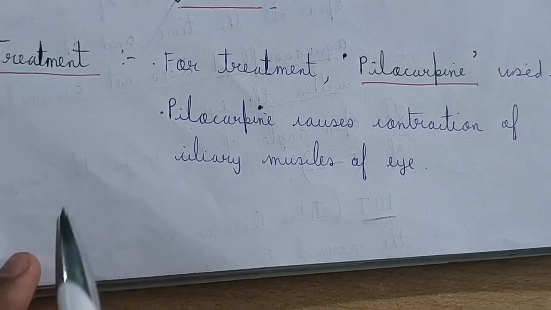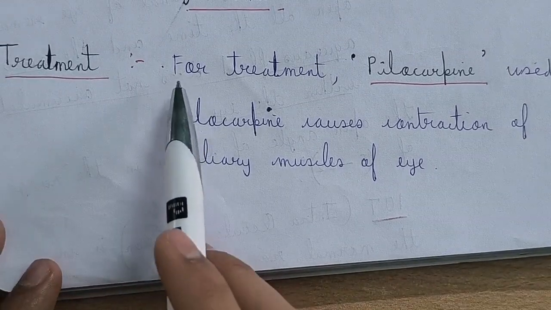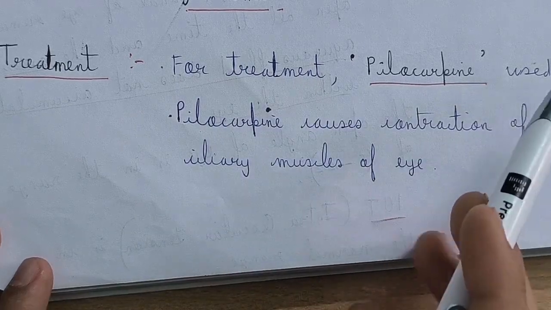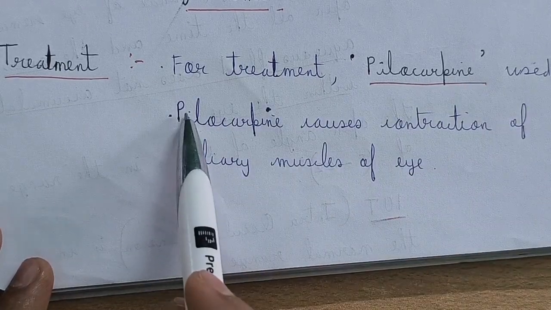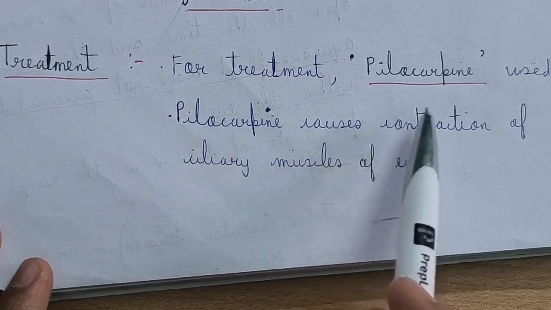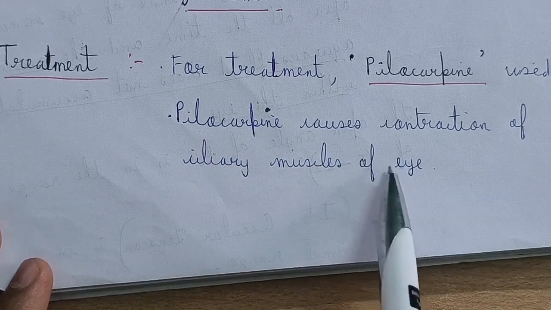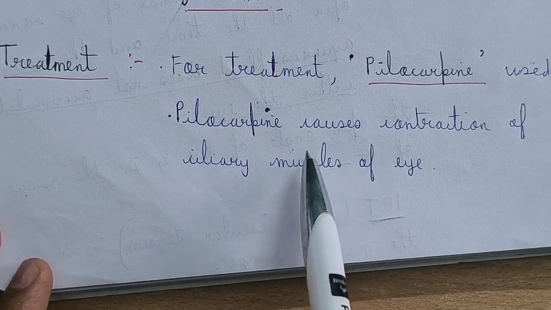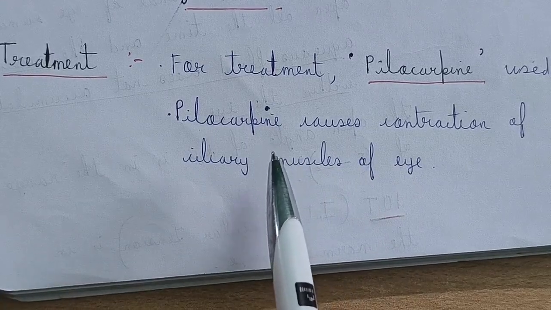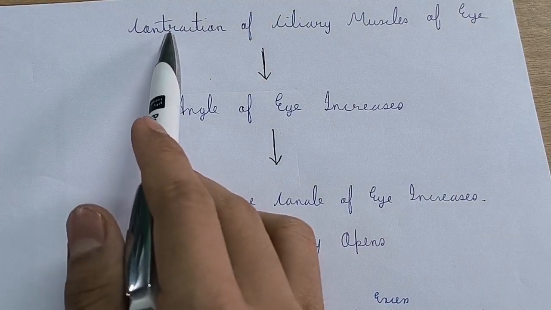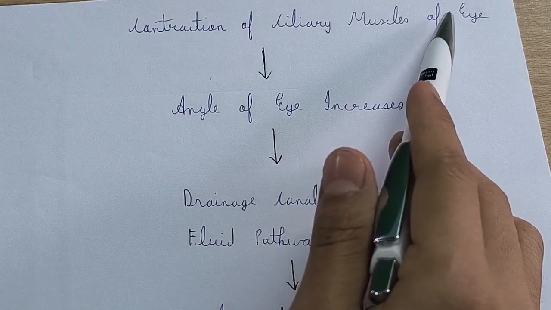Now see what I have written about the treatment of glaucoma. For treatment of glaucoma, the pilocarpine drug is used. And what is the action of this pilocarpine drug? Pilocarpine causes contraction of the ciliary muscles of the eye. Due to this contraction of the ciliary muscles of the eye, glaucoma is treated, and I am going to tell you how. See there, a contraction of the ciliary muscles of the eye.